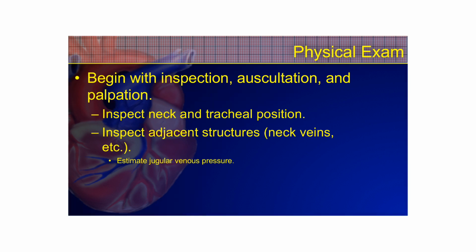All right, so the physical exam should also include an inspection of the neck and the tracheal position. You're going to inspect the adjacent structures, such as the neck veins. Remember, to estimate your jugular venous pressure, you're going to look at the jugular veins. You're going to place the patient in a semi-Fowler position with the head slightly rotated away from the vein that you're trying to observe. And then you're going to look at the height of the distended fluid column in the vein. Okay? And then note how far up the distension extends above the sternal angle.